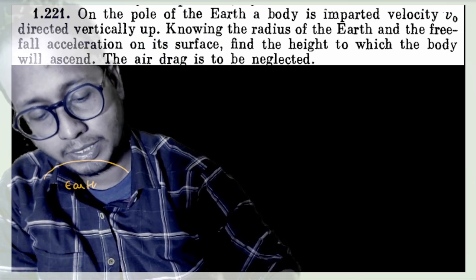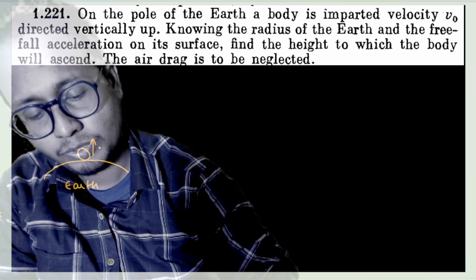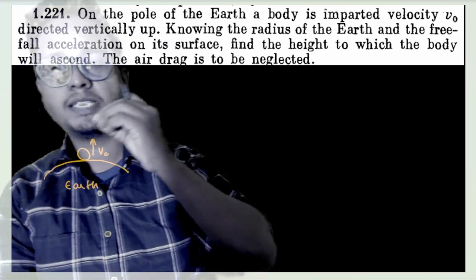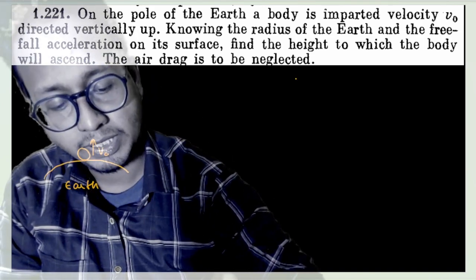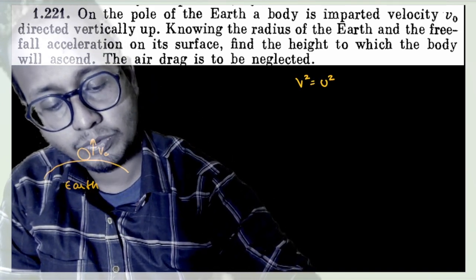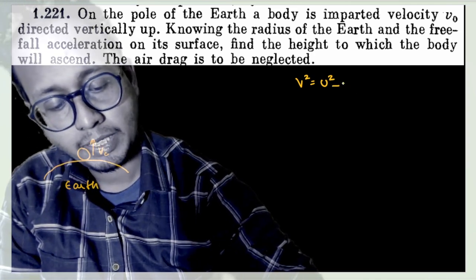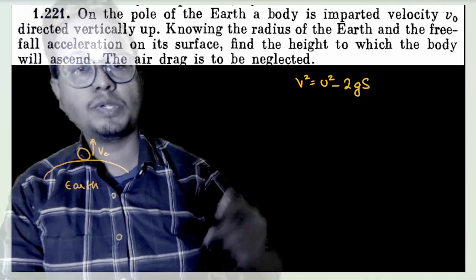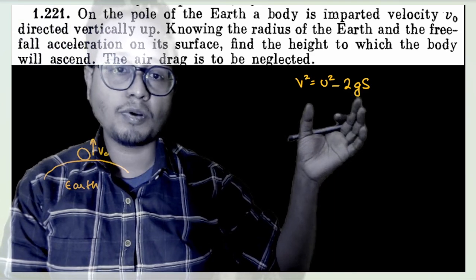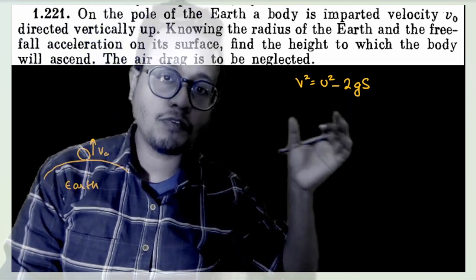Suppose this was Earth and a ball was thrown vertically upward with some initial velocity, let's say v0. What is the maximum height of this body? We have to find it out using this equation. v square is equals to u square minus 2gs. Minus 2gs. And do you know where this formula came from? This formula is nothing but a derivation of the work energy theorem.